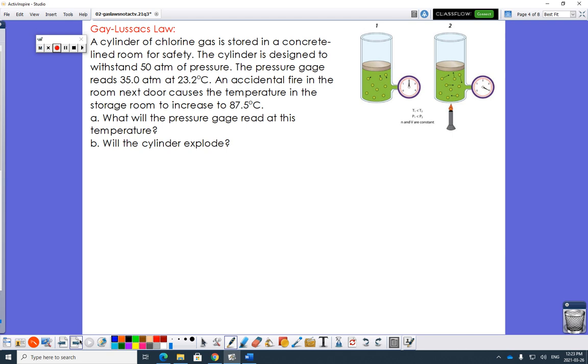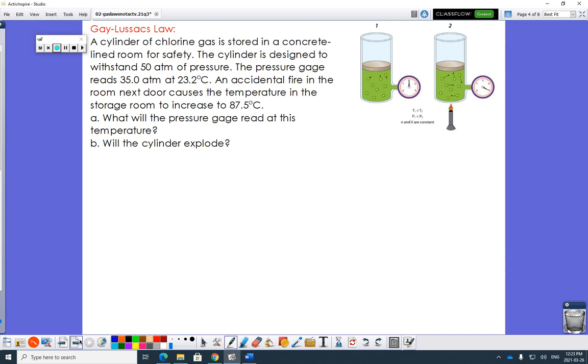So a cylinder of chlorine gas is stored in a concrete lined room for safety. The cylinder is designed to withstand 50 atmospheres of pressure. So ATM is atmospheres, that's fine, that was one of our pressure units. The pressure gauge reads 35 atmospheres, they match, excellent. At 23.2 degrees Celsius, an accidental fire in the room next door causes the temperature in the storage room to increase to 87.5 degrees Celsius. So we're going to find what the new pressure reads at this temperature, and then we're going to say, does the cylinder explode?